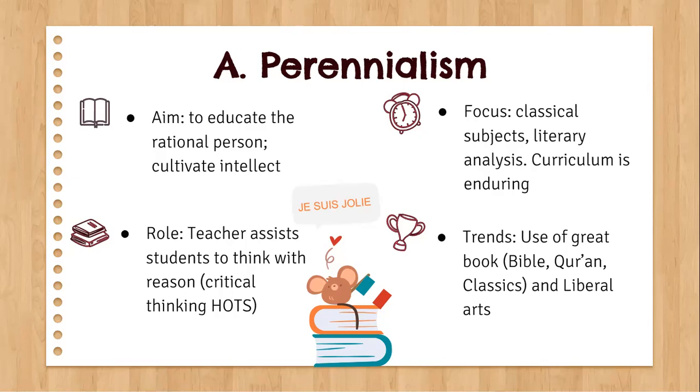Okay, when it comes to perennialism, we are talking about educating the rational person. Keep that in mind. If there is a question about educating the rational person, the answer is perennialism. Second, its focus is on classical subjects and literary analysis. If it says classical subjects, literary analysis, we're talking about perennialism.